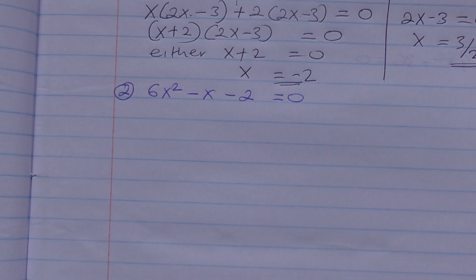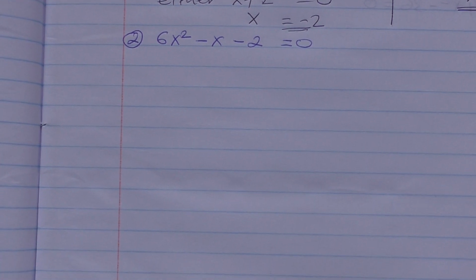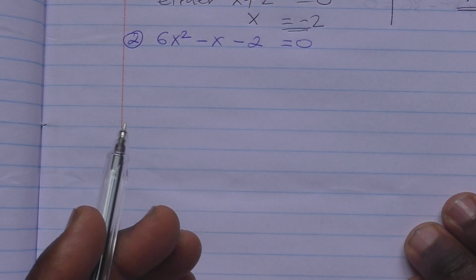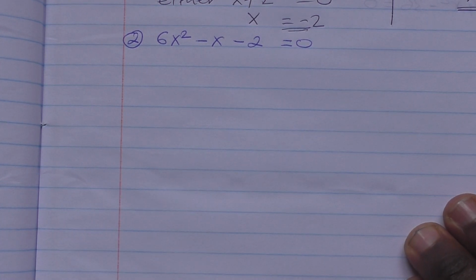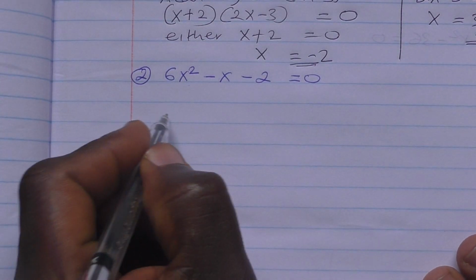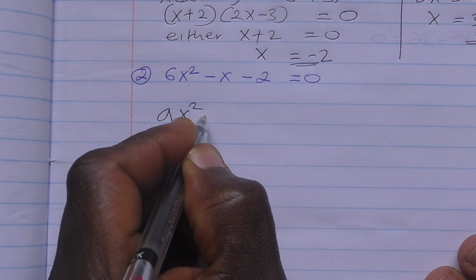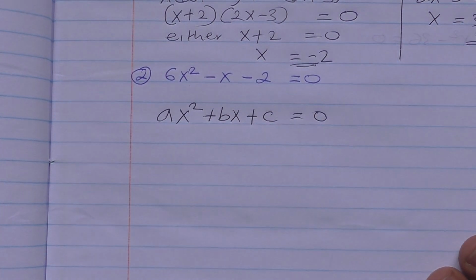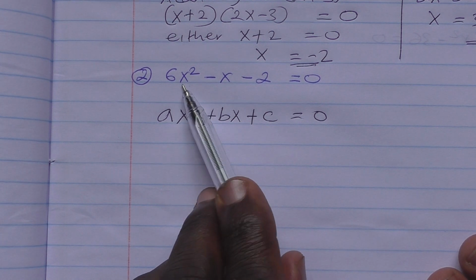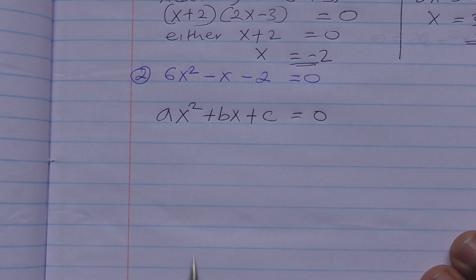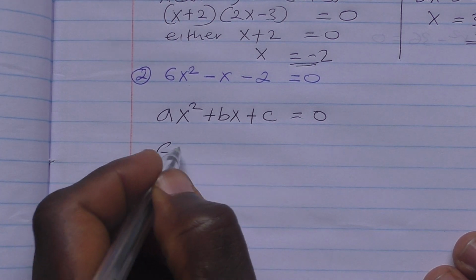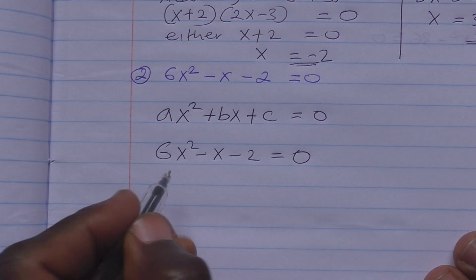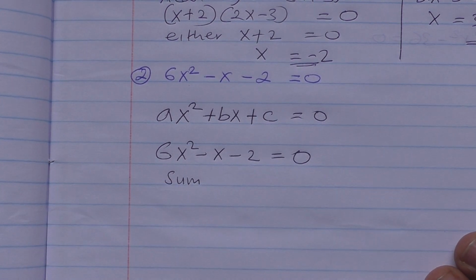Then let us look at our second example, where in this case we are given already expressed equation. This equation is already in the form of ax squared plus bx plus c equaling to 0, and therefore we just go straight to finding the sum and the product. Our expression is 6x squared minus x minus 2 equaling to 0. So we shall have to get the sum.